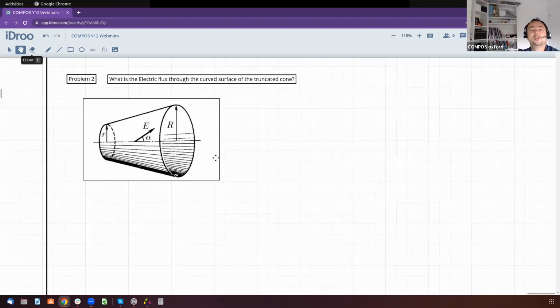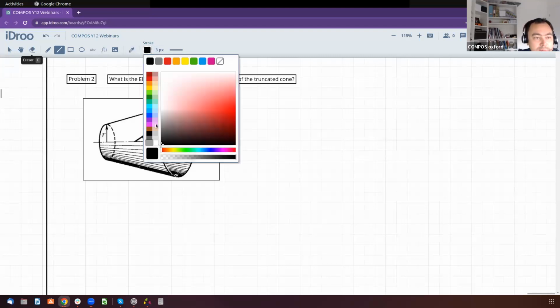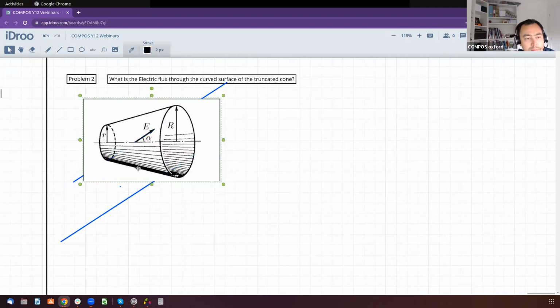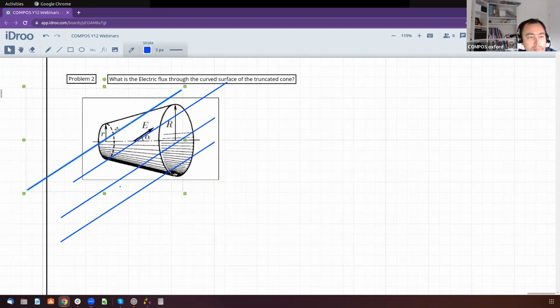Problem 2. What is the electric flux through the curved surface of the truncated cone? It's unmentioned here, but the electric field is constant. So the electric field goes like this. Hope that makes sense. The electric field goes like this, and it's uniform.